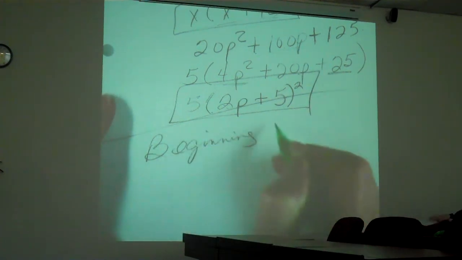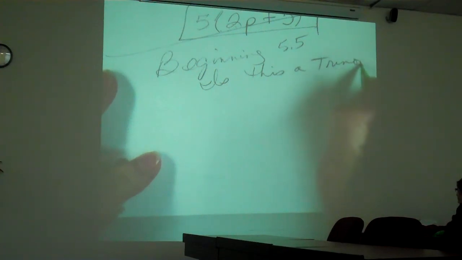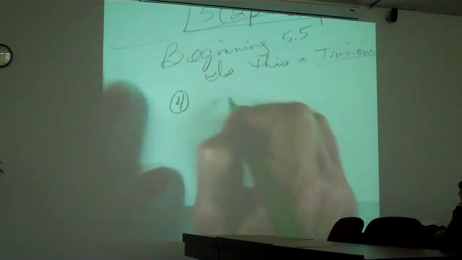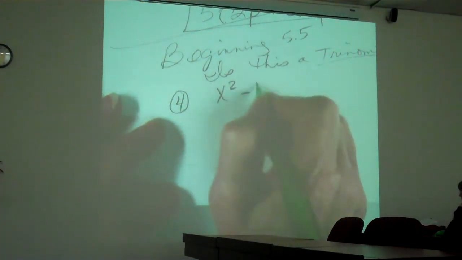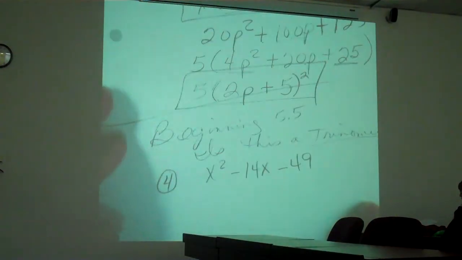Your first problem's on 5.5. Is this a trinomial square? I usually do them in order, but this one is better not to be in order. Okay, so I'm going to do number 4. You have x squared minus 14x minus 49.